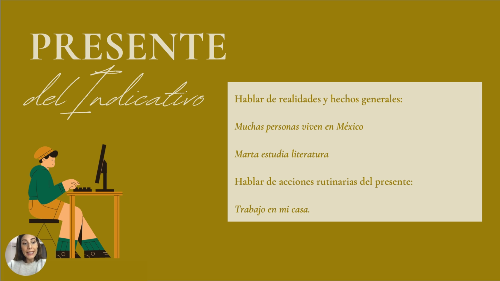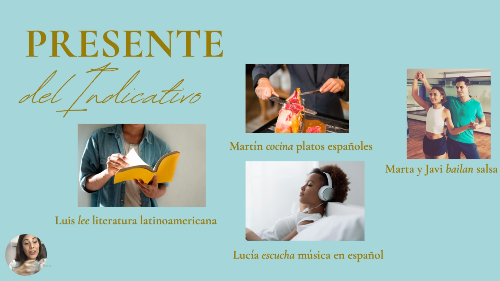Hablar de acciones rutinarias del presente. So we use it for repeated actions in the present. Trabajo en mi casa. Vivo en Londres. Cocino pasta. ¿Sí? Entonces, son cosas repetidas del presente. Okay? It's like in English, you say, I live in London. You don't say, I'm living in London unless it's temporary. So the permanent, the facts, you use the present like I live, I cook, I eat. It's the same verb, the same use. ¿Sí? Bueno, vamos a ponerlo en frases, en oraciones.